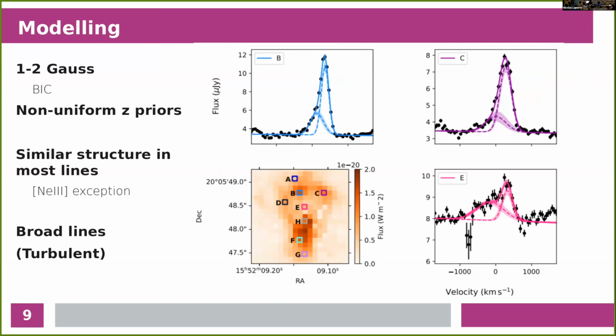The only thing that's a bit non-standard is that we use non-uniform redshift priors for the 2 different lines. All this basically means is that we punish it for the 2 components being too separated, because if they get too far apart, they're probably not from the same line. But we find that almost all the lines, except for 1, show very, very similar structure.